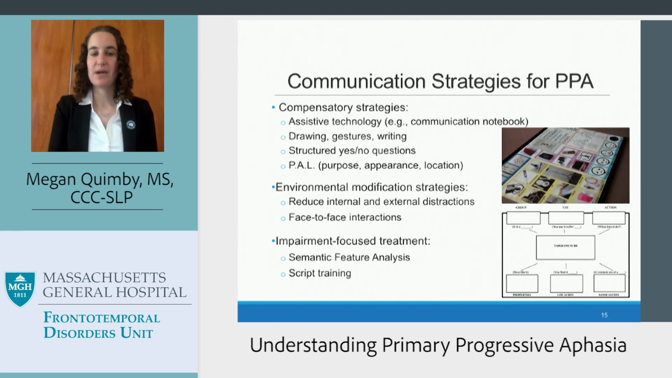But again, these impairment-focused treatment strategies are really for mild or very mild PPA patients. We really recommend compensatory strategies most often for individuals diagnosed with PPA.